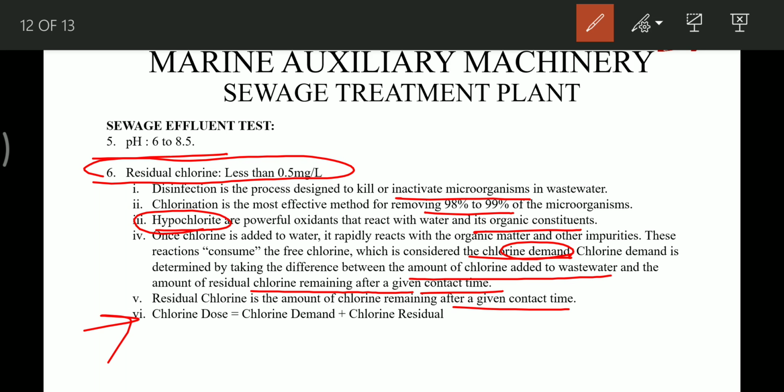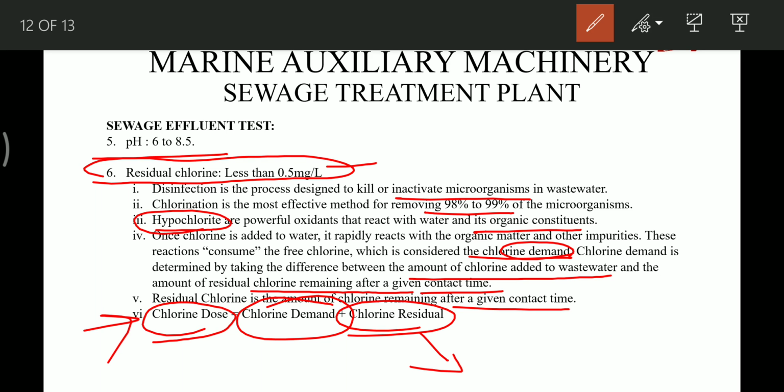So this is the equation which is represented. This is the dosing amount. This is the amount required for killing the microorganisms, and this is the residual chlorine, so this value has to be less than 0.5 mg per liter.